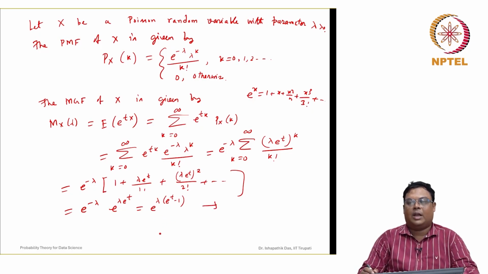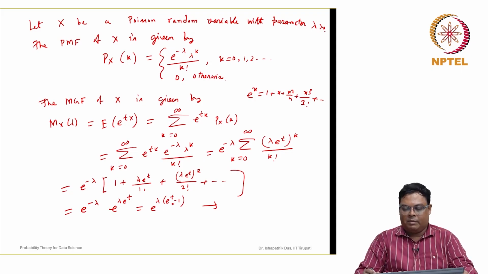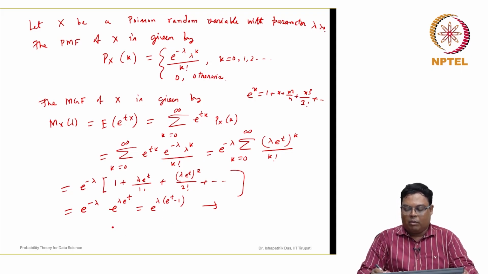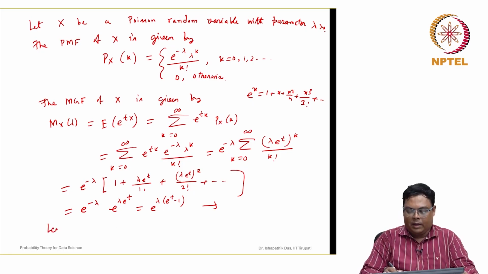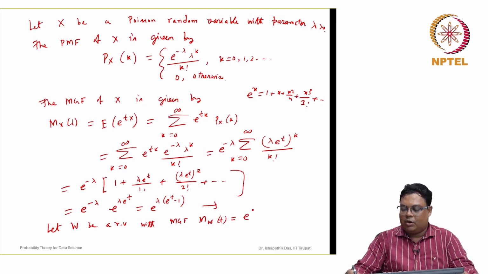Suppose now this is the form of the moment generating function of a Poisson random variable. Suppose w is a random variable with moment generating function M_w(t). We don't know what the distribution is, but we know the moment generating function, which is e to the power of 2 times e to the power of t minus 1. So then you see that when you compare with these things, it looks very similar, but this lambda is just changed to 2.